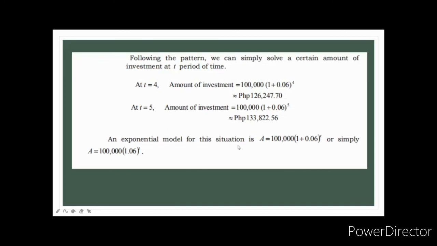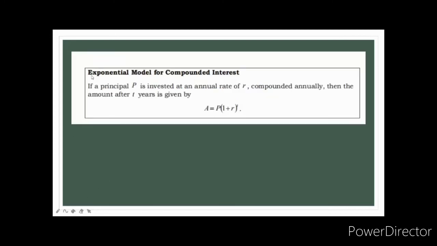An exponential model for this situation is A equals 100,000 times the quantity 1 plus 0.06 raised to t. Or simply, A is equivalent to 100,000 times 1.06 raised to t. That's it for our compounded interest.